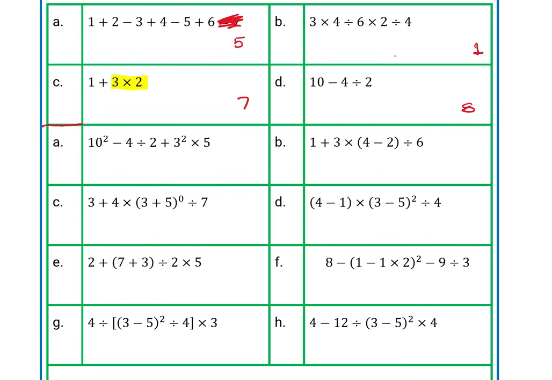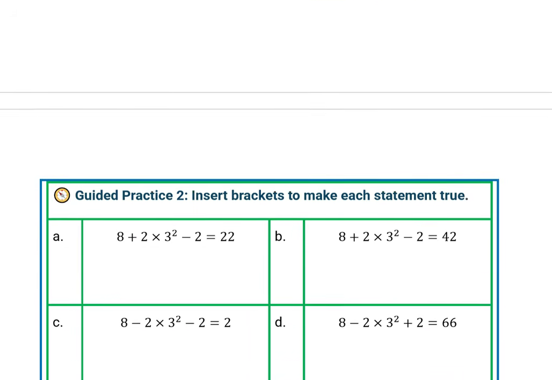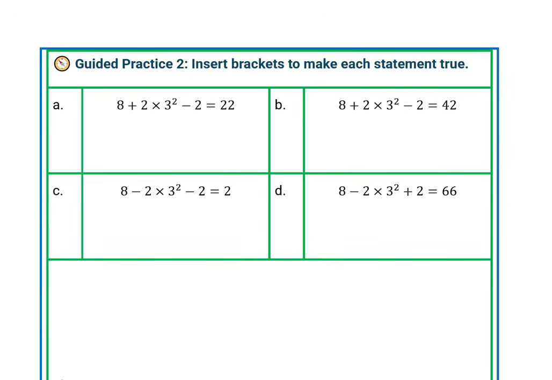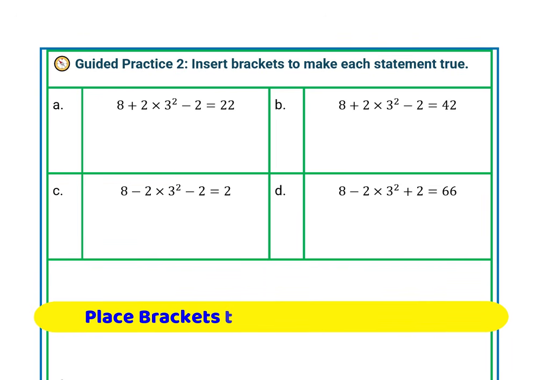So we got some more for you which are slightly different, okay? So that will be the last four questions for you. So let's see the last four questions which are right there. So this is slightly different. That is, we are given an equation. The first one is 8 plus 2 times 3 square minus 2 equals 22.